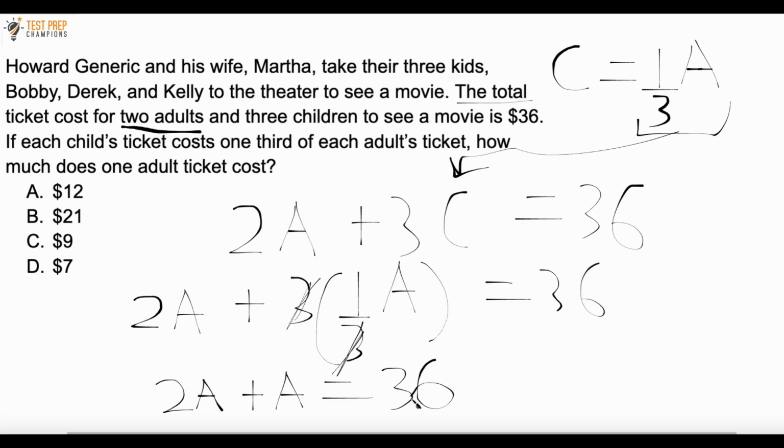But anyway, we've got 2a plus a equals 36. So 2a plus a becomes 3a. So really, I have 3a equals 36. So how do I get this a? Well, I'm going to divide by 3. And whatever I do to one side, I also have to do to the other side as well. And 36 divided by 3 is 12. So the correct answer here is A, 12.